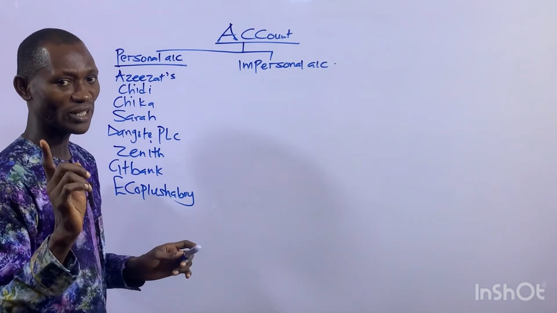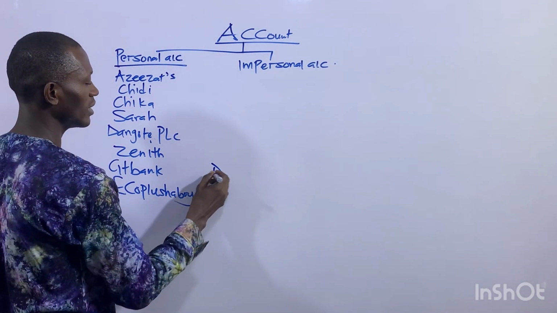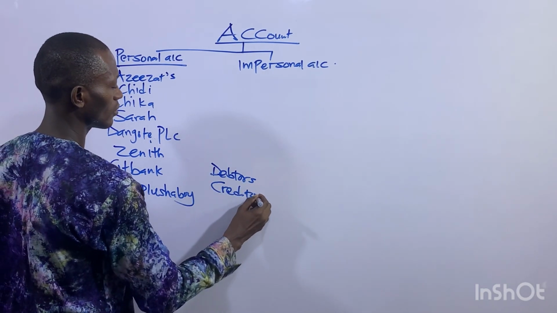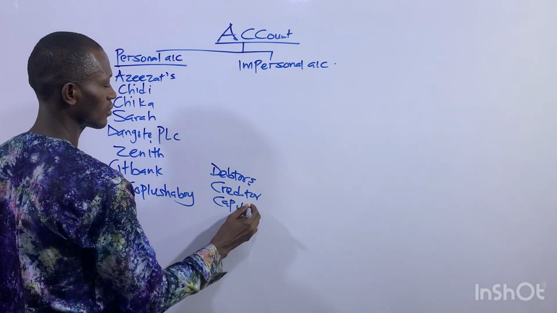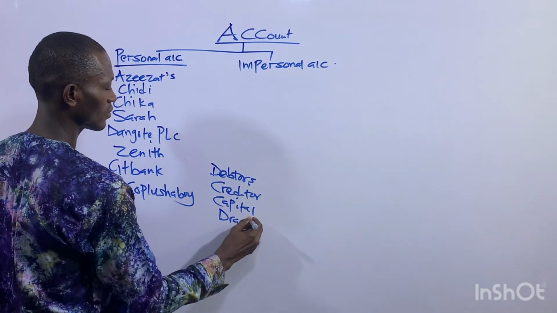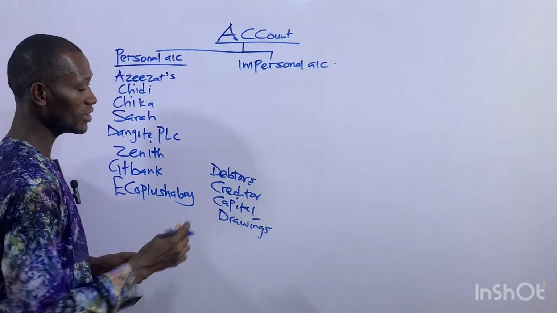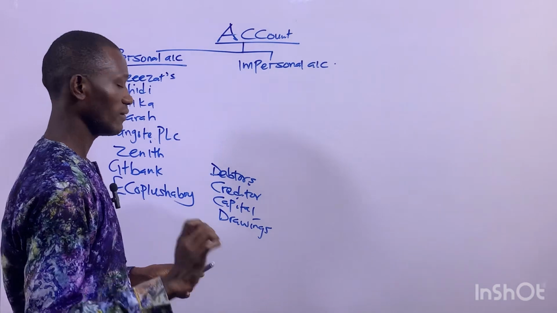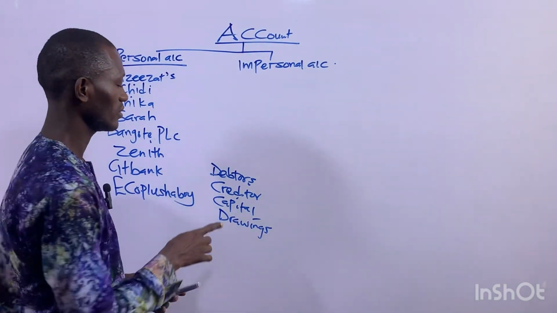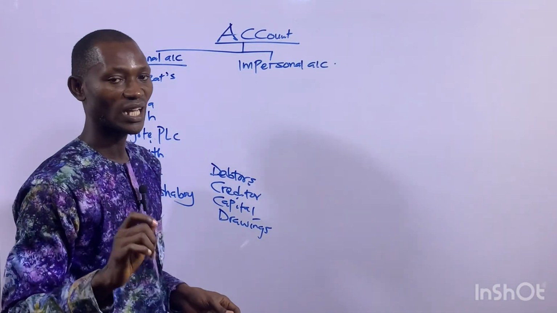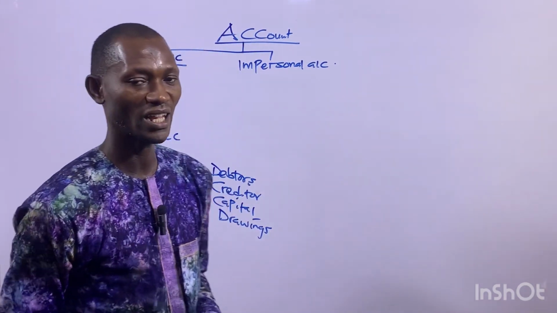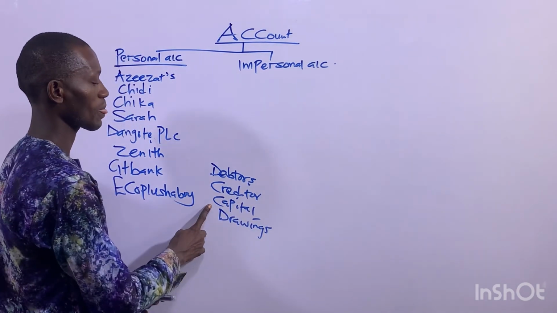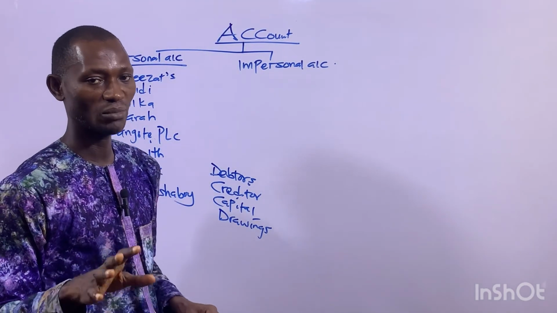Now, one thing I need to emphasize here is that we also have debtors accounts, creditors accounts, capital accounts, and drawings accounts. All these are also parts of personal accounts. Something I need to stress for your understanding: capital and drawings accounts are also called private accounts, because they are specifically used for the owner of the business.